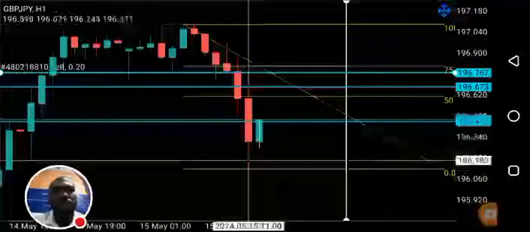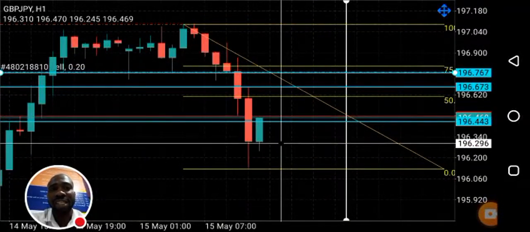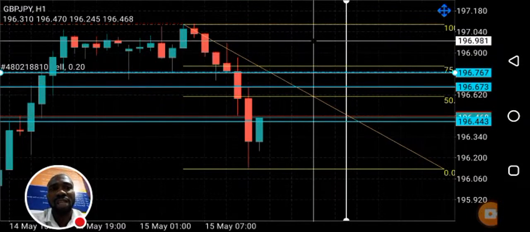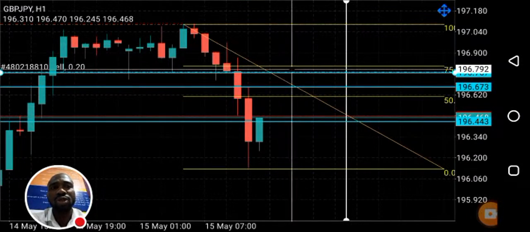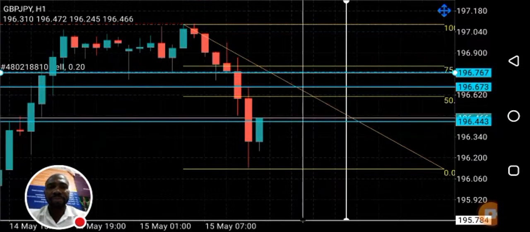You cannot sell at the current market price. If you sell at the current market price, you're taking a very high risk. Price is at discount. You don't sell at discount, you sell at premium. So wait for price to pull back to premium before you sell. That's my take on GJ. I'm very bearish on GJ today.